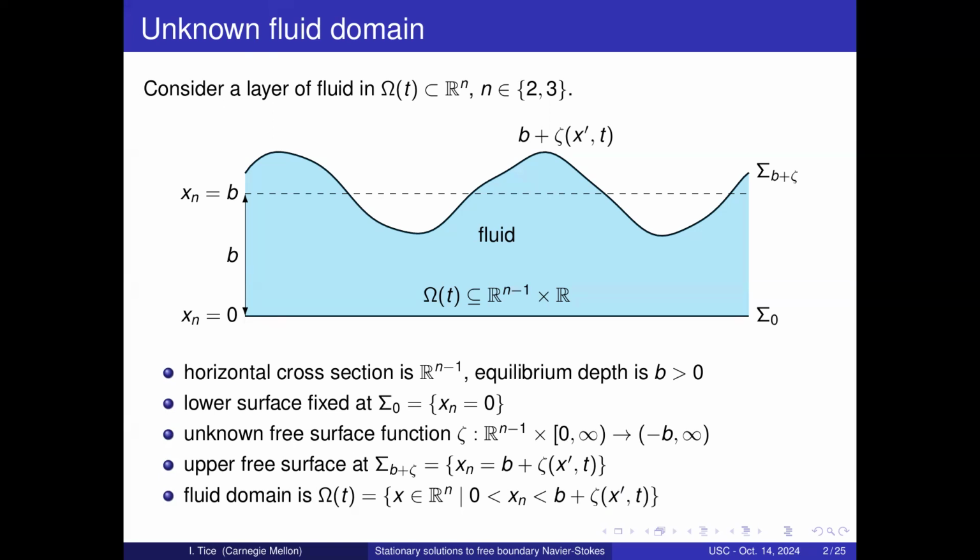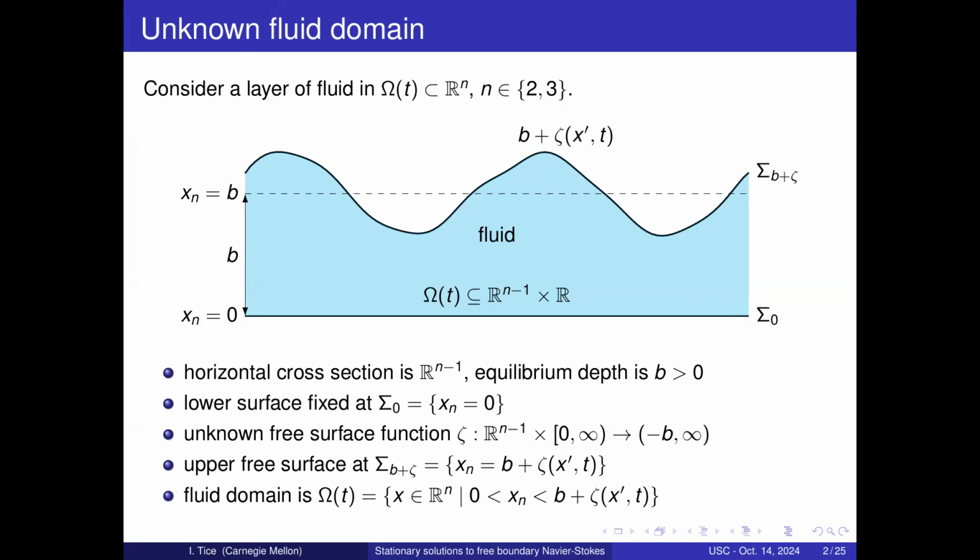Then to keep things nice and simple, we're going to assume that the free interface of the fluid, which is the top part here, is a perturbation of b, and that the interface is a graph. So we're not doing anything as fancy as assuming that the upper surface is a manifold or anything like that. We're just going to assume the graph formulation as a perturbation of b. And I will, for the moment, describe this perturbation by a scalar function zeta, which will be a function just of the horizontal variable, that's what the prime means here, and of time. So the upper surface, which is the unknown, I will write as Sigma(b + zeta).